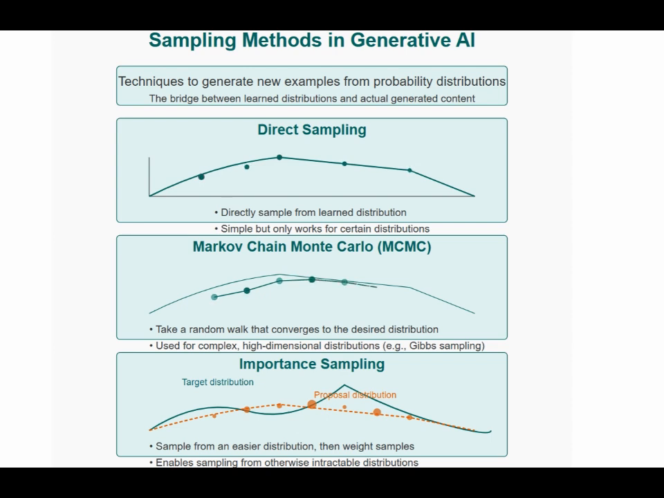Markov chain Monte Carlo (MCMC) uses a random walk process that gradually converges to the target distribution. This method is particularly useful for complex, high-dimensional distributions, with Gibbs sampling being a common example. Importance sampling: samples are drawn from an easier proposal distribution and then weighted appropriately to represent the target distribution. This technique enables sampling from otherwise intractable distributions. These sampling methods essentially translate the mathematical models learned by AI into actual generated content.